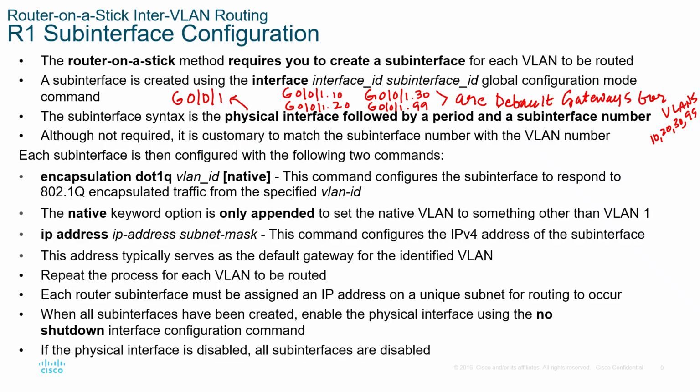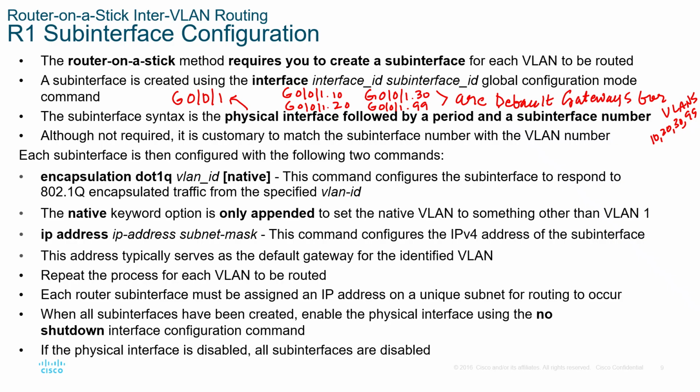Okay, don't forget, you still need a way to get out of your LAN, regardless of whether it's a VLAN or a LAN. So again, the sub-interface syntax is the physical interface followed by a period and a sub-interface number. For teaching purposes, we teach you to use whatever you decide your VLANs are going to be. If you're having VLAN 10, 20, 30, 99 for students, administrator, art, management, also make your sub-interfaces the same numbers so that you keep in unison and it's easier to learn that way. So, it's customary to match the sub-interface number with the VLAN number.